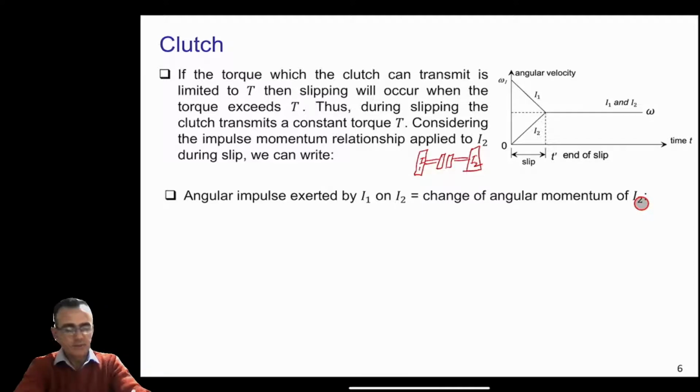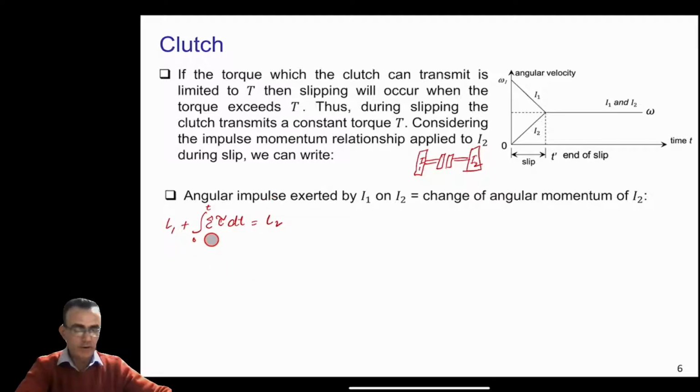We know that this was our impulse momentum equation, which we can write as L1 plus the integral from 0 to t of the sum of all torques dt equals L2. So this is our impulse momentum equation for angular or rotational motion. If we apply this equation to I2, body 2, initially the momentum was 0.